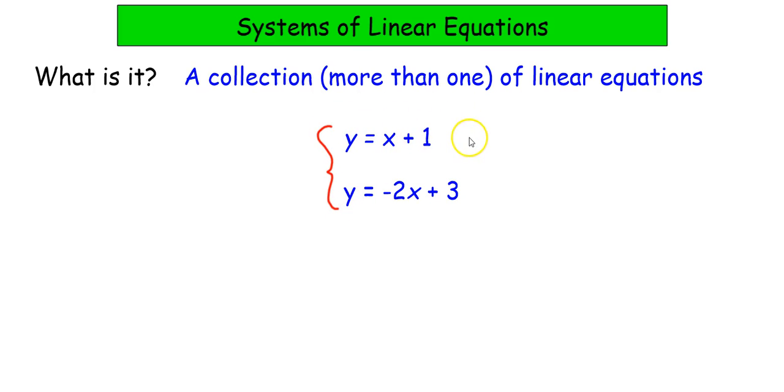This one has a slope of 1 and a y-intercept of 1 also. And then this one here has a slope of -2 and a y-intercept of 3. So we can picture, hopefully, on a graph, what these things look like. And that's the next thing we're going to talk about, graphing these.